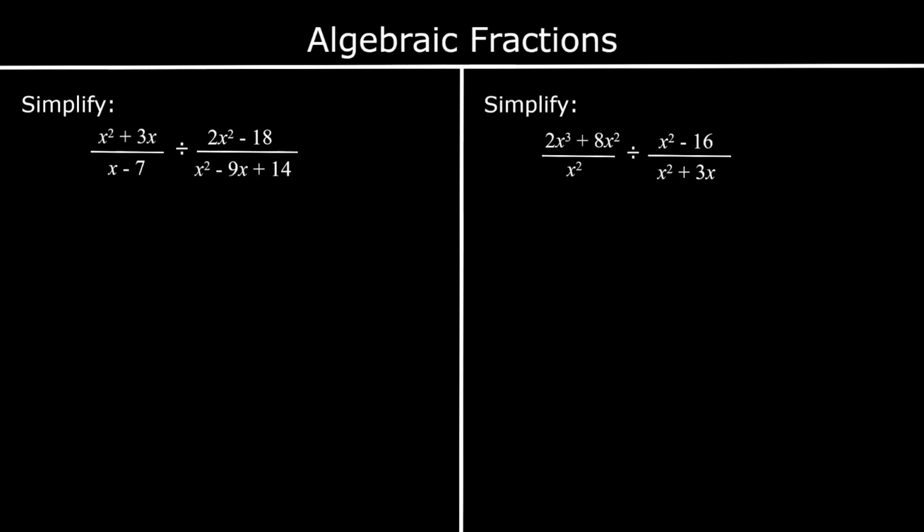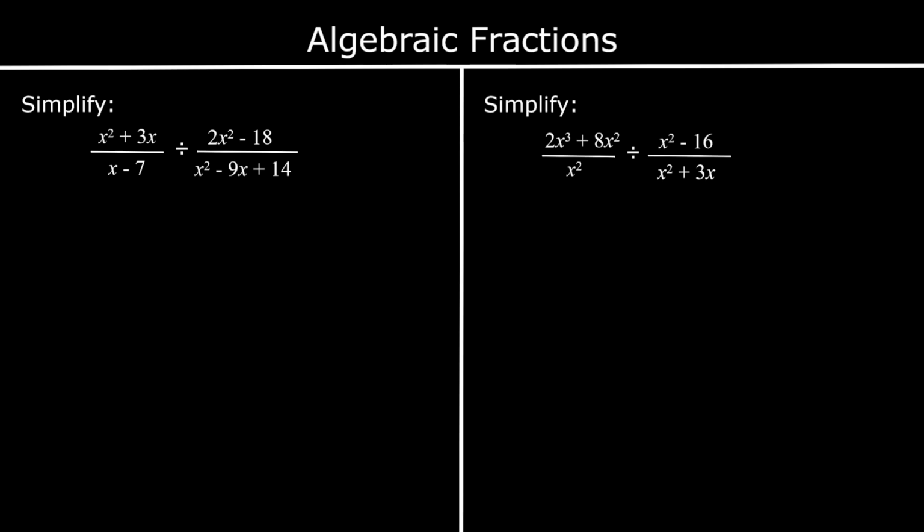Another question, this time we have simplifying algebraic fractions again. This time we've got a divide in between the two fractions. We are going to use the fact that dividing by 2/3 is the same as timesing by 3 over 2. Or dividing by 3/4 is the same as timesing by 4/3. So we're going to change it to a times, and flip over the second fraction.